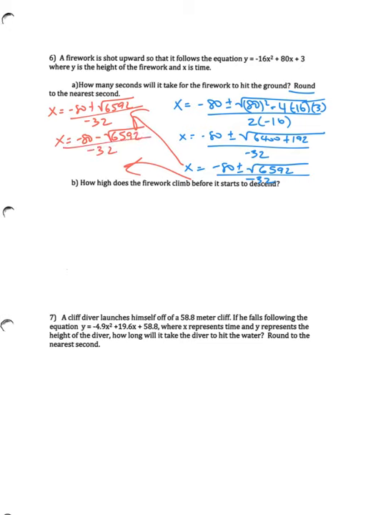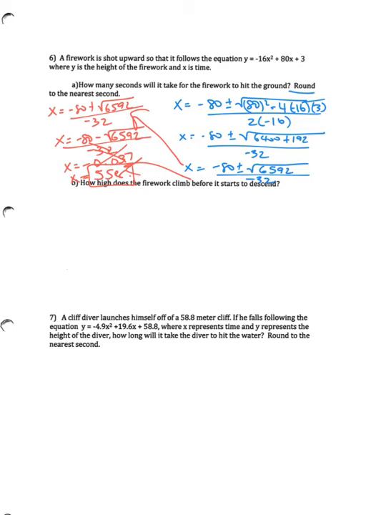So negative 80 plus the square root of 6,592, divided by negative 32, is going to give me the first root, negative 0.037, which I can't even round to the nearest whole. It's just going to be 0. And then negative 80 minus the square root of 6,592, divided by negative 32, is going to give me 5.03. So to the nearest second, approximately 5 seconds. This one gets rejected. This one gets rejected. And I end up with 5 seconds.